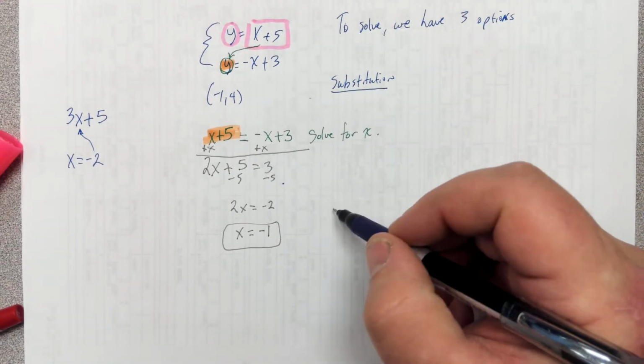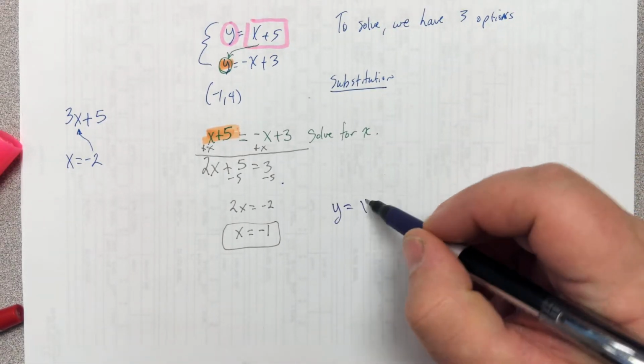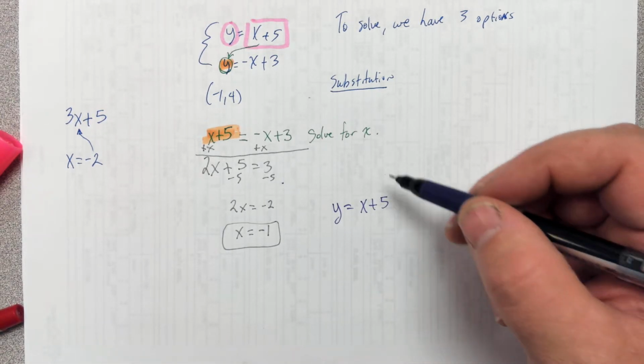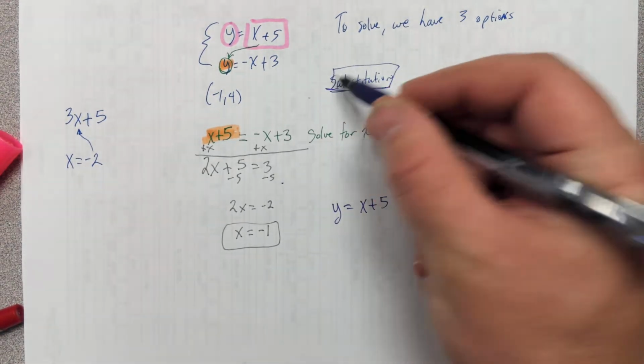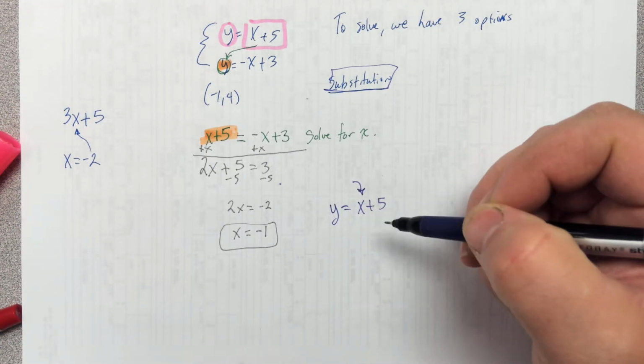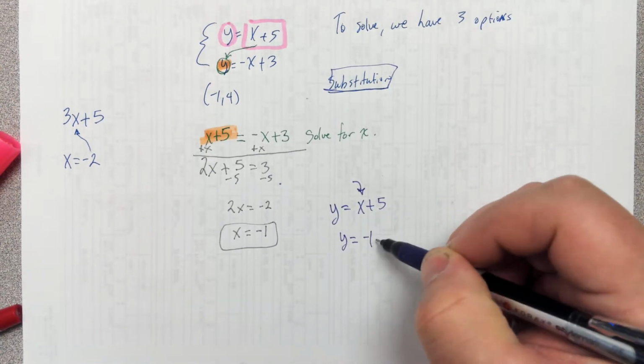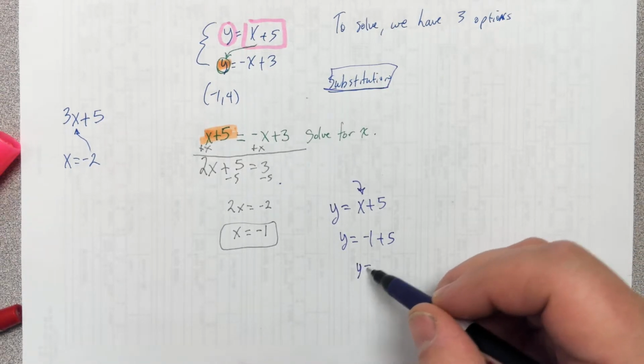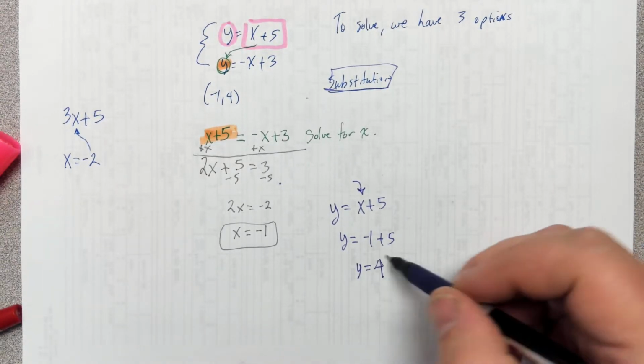So here's what I'm going to do. I know that one of my equations is y equals x plus 5, right? And I'm going to substitute again because I know what x equals. x equals -1. -1 plus 5 is 4.